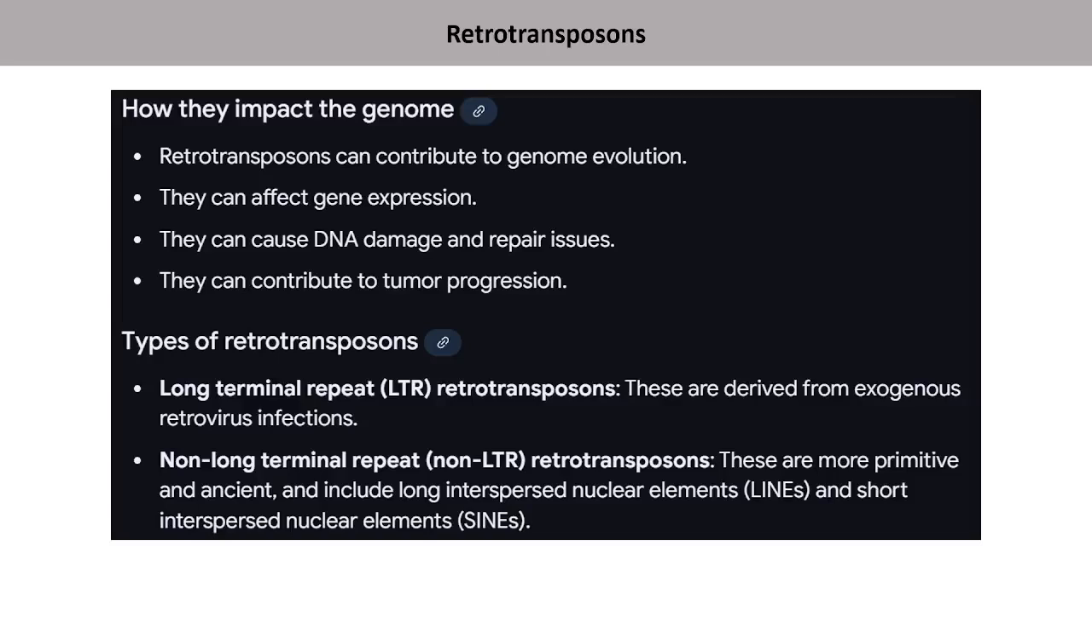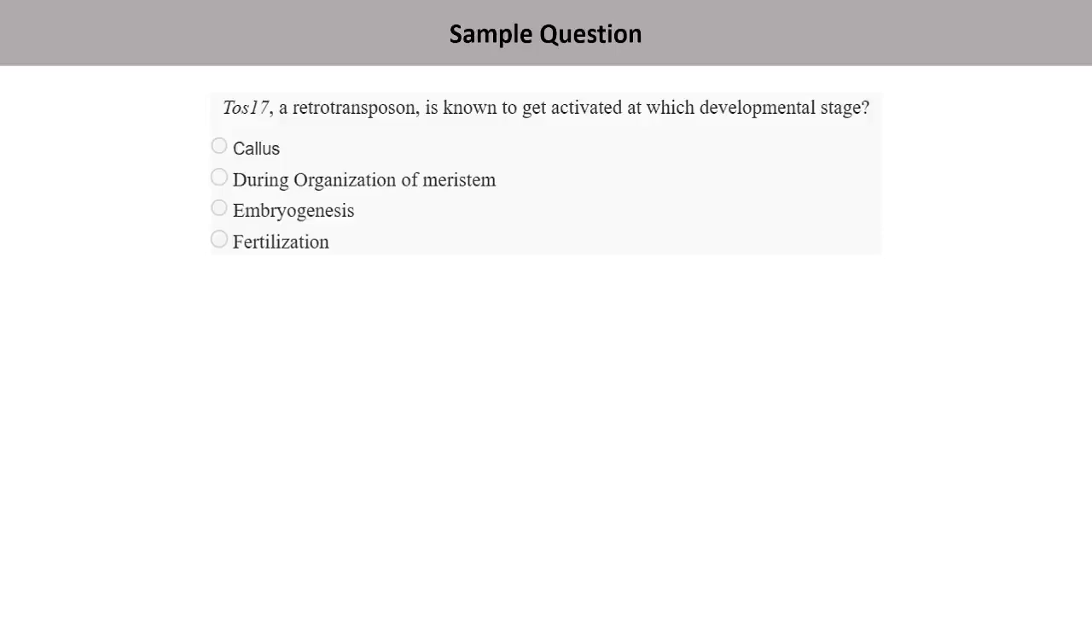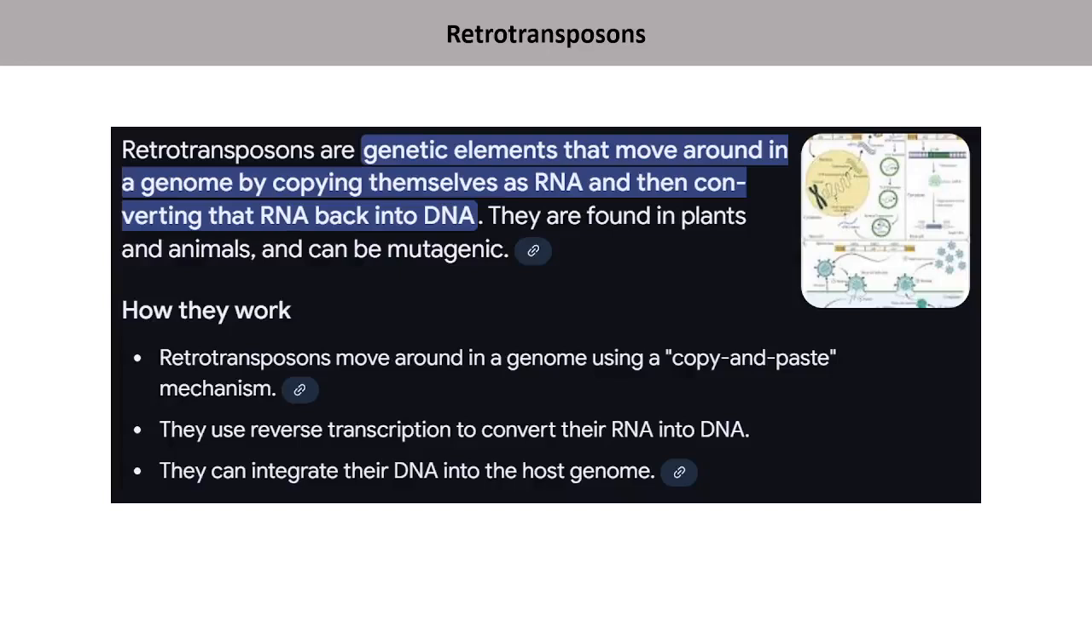Fourth and most important thing is they can contribute to tumor progression. Tumor progression is nothing but an outcome of DNA damage. And if retrotransposons can damage the DNA, they will definitely at some point lead to tumor progression. One thing we need to know is that there are two types of retrotransposons. One is long terminal repeat, that is LTR retrotransposon, and the other one is non-long terminal repeat, which is non-LTR. The reason I'm telling you the types is because the question that was asked, TOS 17, is one of these two kinds.